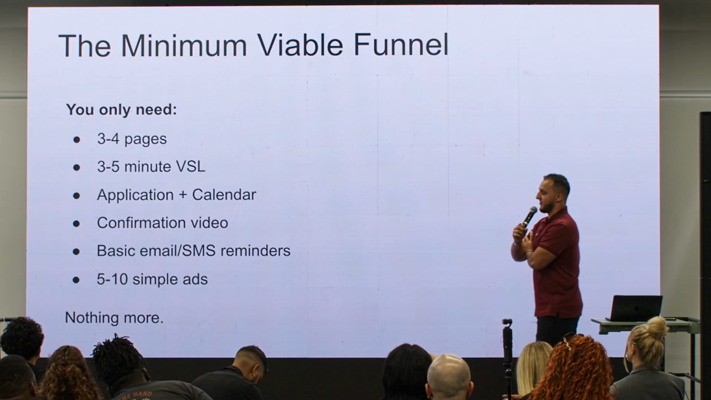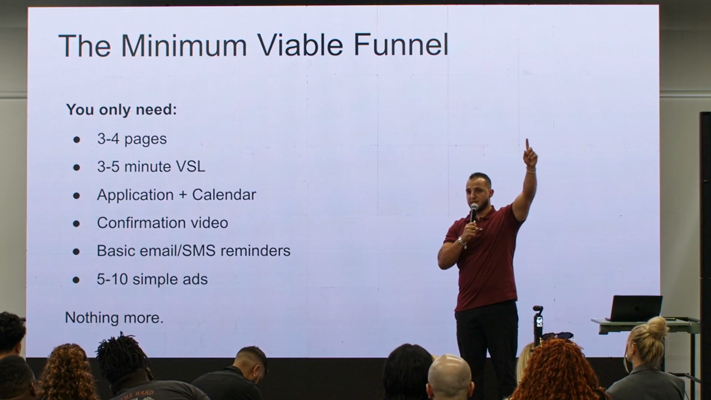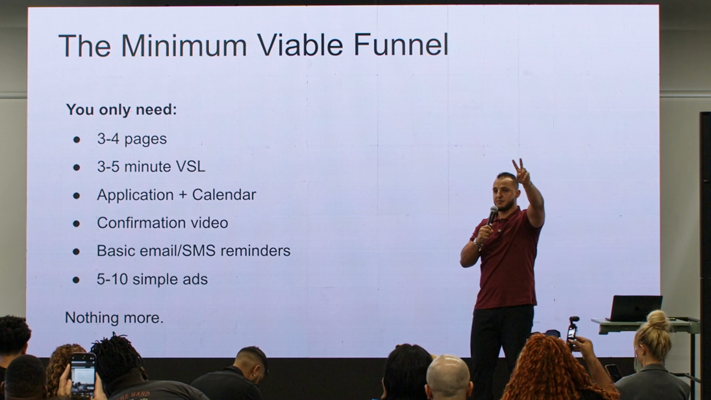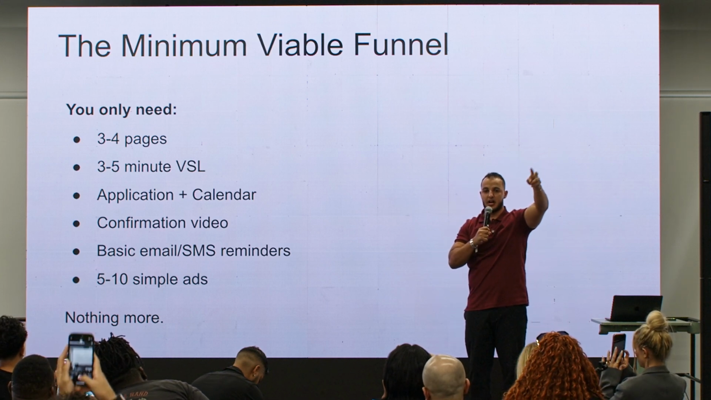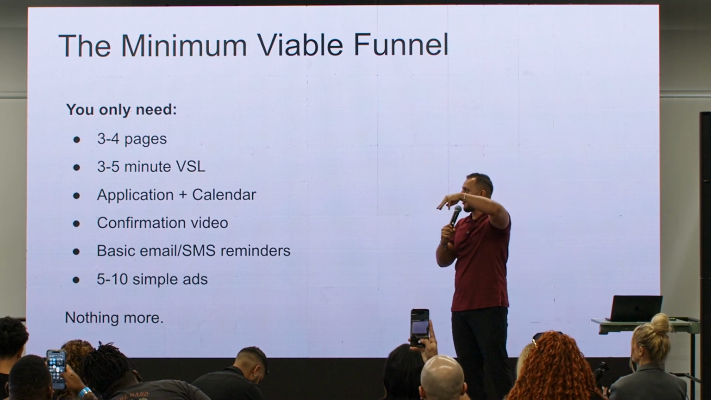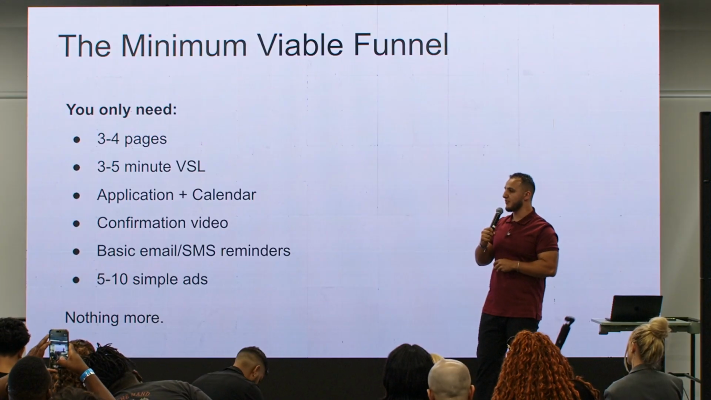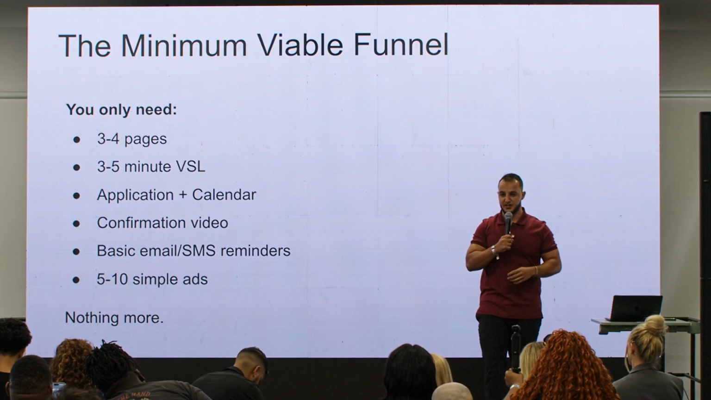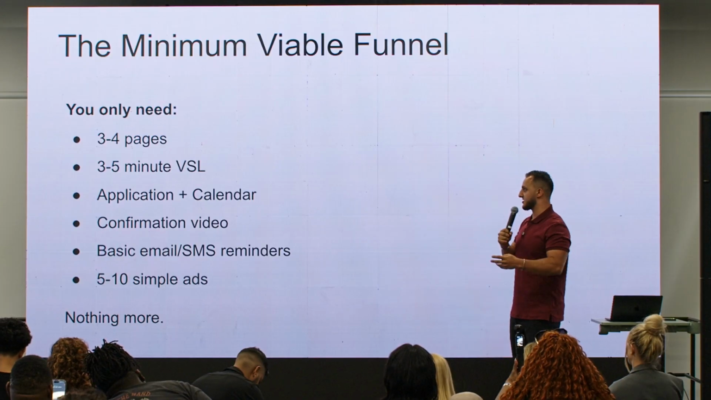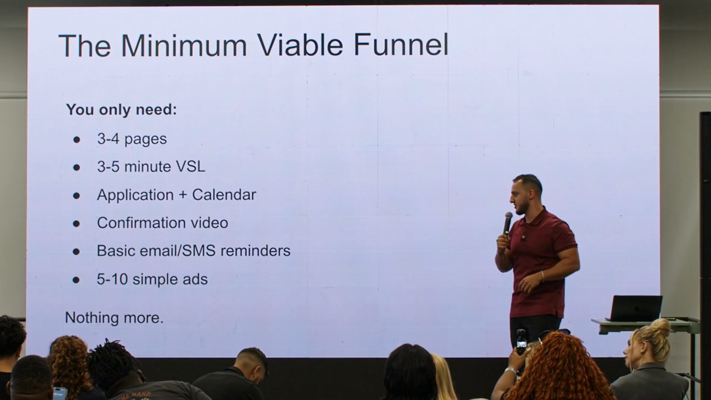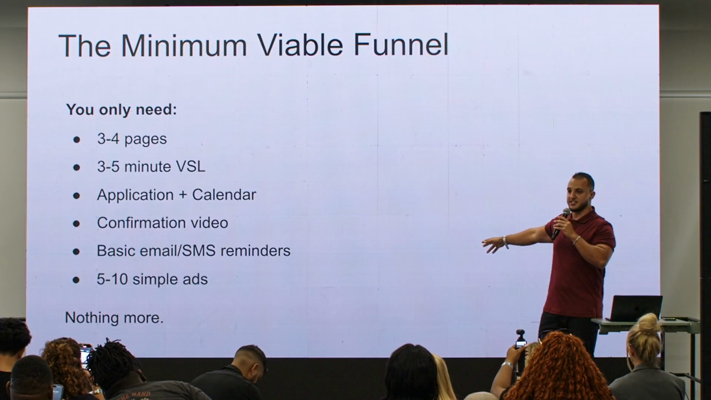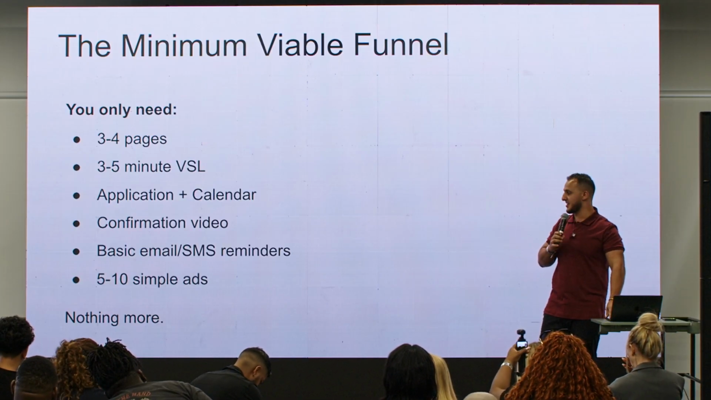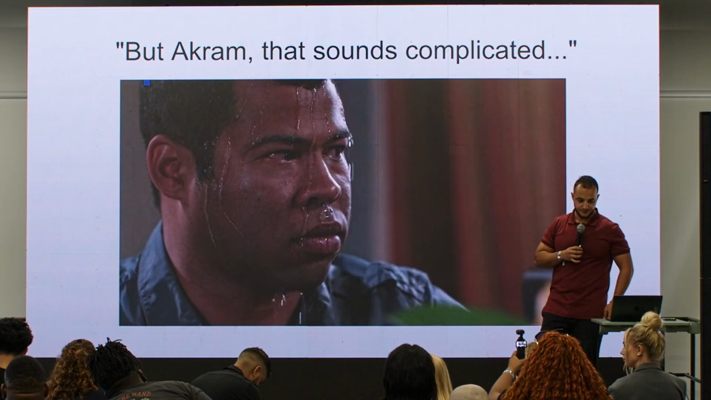So here's the minimal viable funnel. It's 3 to 4 pages. It's a main page that has a video on it. I'll cover that in a sec. Then it's an application page, a form, a Calendly, Go High Level, Google Form, whatever it is. A place for them to book a call after if they're qualified, and a confirmation page that just acknowledges, hey, thanks so much for booking a call. Here's what's going to come next. Answer some FAQs, some testimonials, a few basic emails and SMS reminders for people to actually show up to your call, 5 to 10 ads, and nothing more.